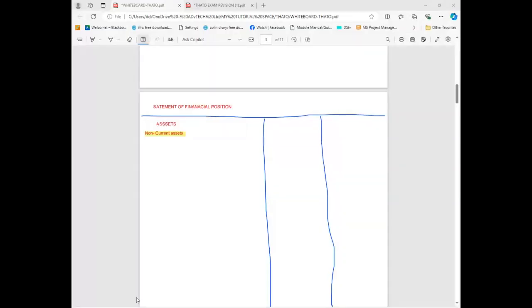Yes. And then the first thing that we put is non-current assets, and then you must know that you always have plant and equipment.